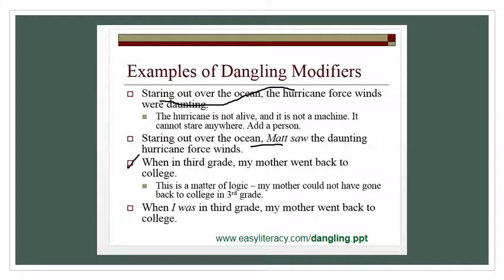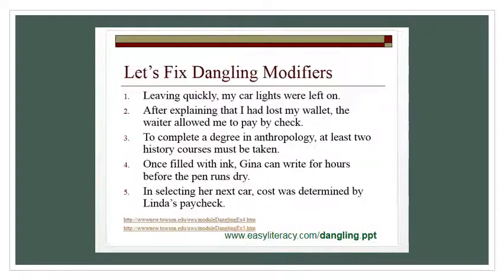When in 3rd grade, my mother went back to college. Your mother didn't go to college when she was in 3rd grade. When I was in 3rd grade, my mother went back to college. A lot of dangling and misplaced modifiers are just common sense. But sometimes you don't catch it when you're writing because your mind knows what you meant to say.